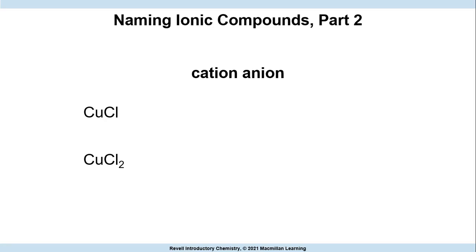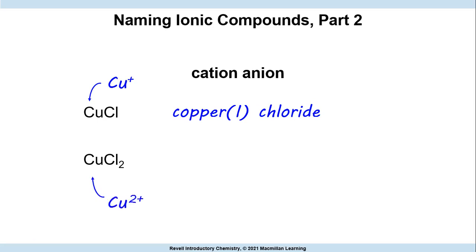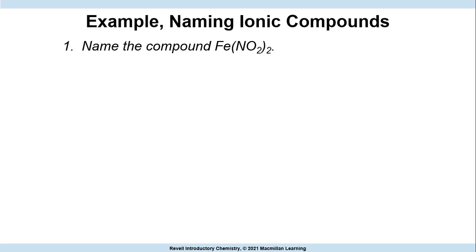In the first compound, we see that copper has a charge of +1 and chloride a charge of 1-. So this is a copper(I) compound, and we are going to name it copper(I) chloride. For example 2, we see that copper has a charge of +2, that is copper(II). And the name of the compound is going to be copper(II) chloride.